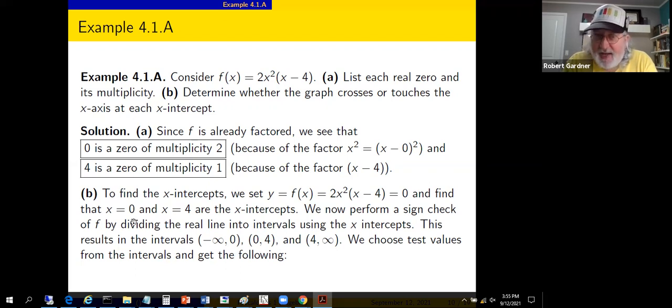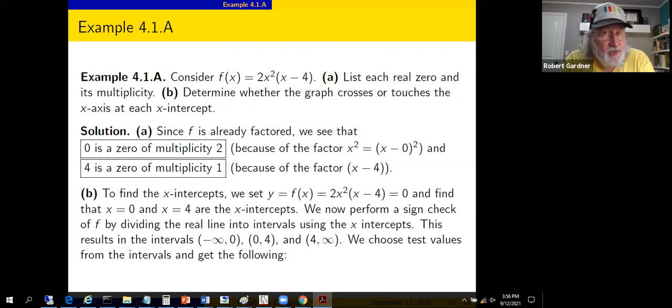List the x-intercepts in increasing order as they appear along the real number line. We've really taken the real number line and removed 0 and 4. Remove the x-intercepts. So you broke it in 2 places, producing 3 pieces. These 3 open intervals. These are all the x-intercepts.